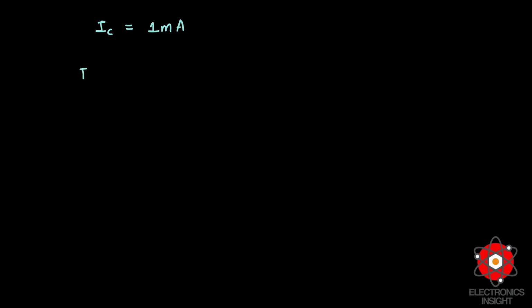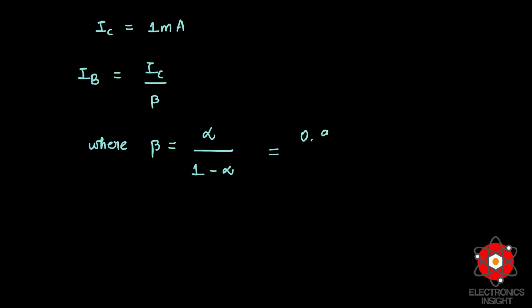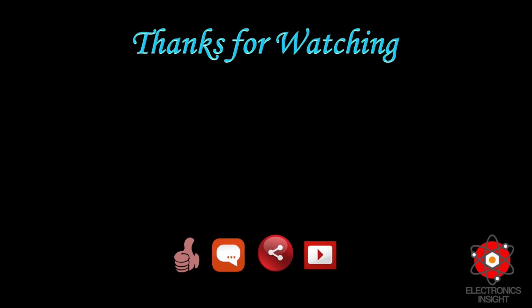To find IB, I need beta, because IB is nothing but IC by beta, where I can find beta from the given alpha. I know the relationship between beta and alpha is beta is equal to alpha by 1 minus alpha. If you substitute alpha equal to 0.96, this will give us a beta of 24. And now IB will be 1 milliamp divided by 24, which is equal to 41.6 microamps. Hope you all have understood about the common emitter configuration of an NPN transistor.